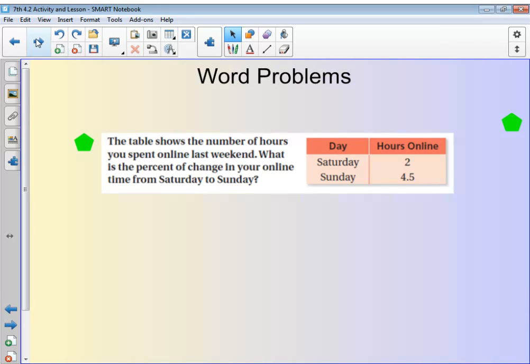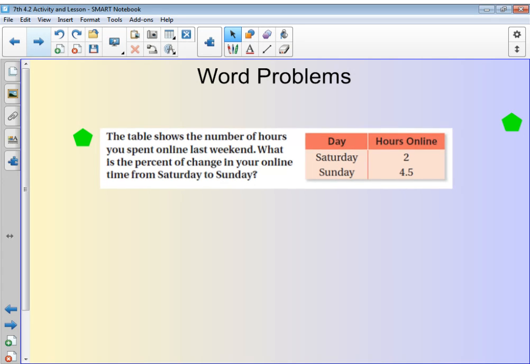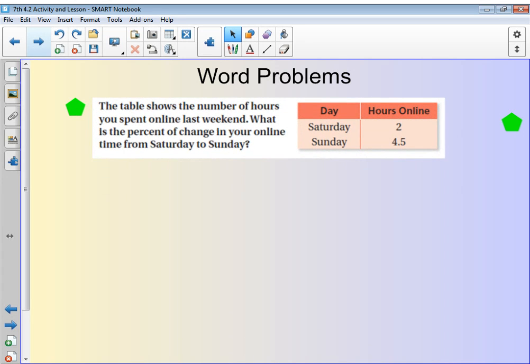The other part of this lesson is just working some word problems. So this is going to be kind of tying in stuff that we did yesterday and not just setting it up as like 10 inches to 25 inches, but maybe giving us a table or a graph to look at and using a word problem to find our percent increase or decrease. So here it says the table shows the number of hours that you spent online last weekend. What is the percent change? So they just want to know how much it changed in your online time from Saturday to Sunday.